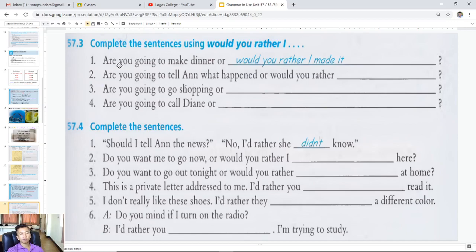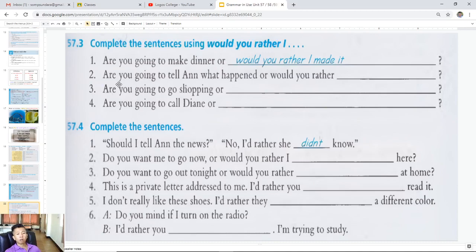Okay, let's look at exercise 57.3. They want you to complete the sentences using would you rather I did it. Look at number one. Are you going to make dinner, or would you rather I made it? Notice that there is a noun, in this case the pronoun I, after rather, so you have to change the verb into past tense. And the verb in this case is the verb make.